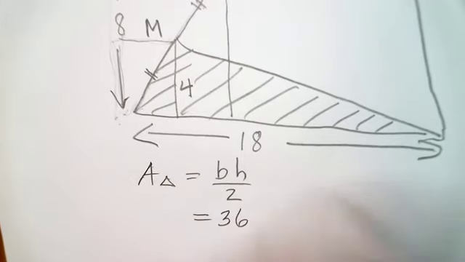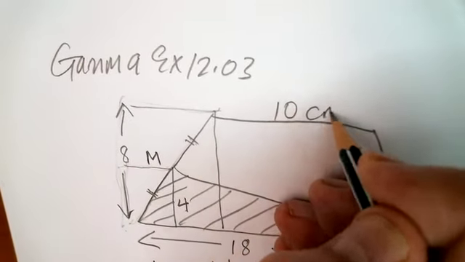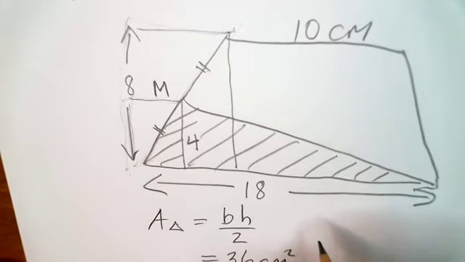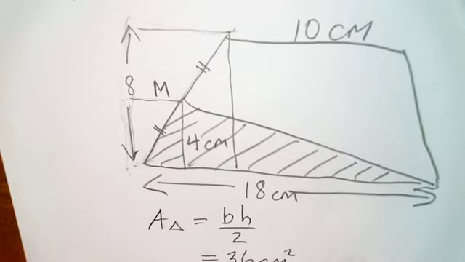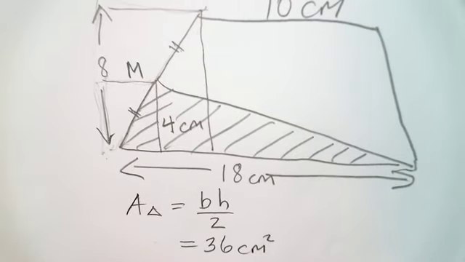So nice and straightforward. These are all in centimeters, by the way. So this on the top here is 10 centimeters. So this is going to be square centimeters here. The bottom here is 18 centimeters. This is 4 centimeters here and so on. All right, so now we can go ahead and calculate the area of the trapezium.